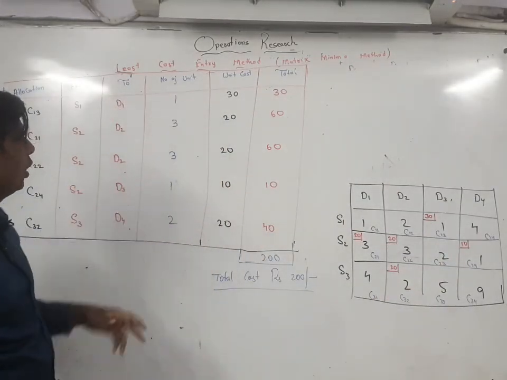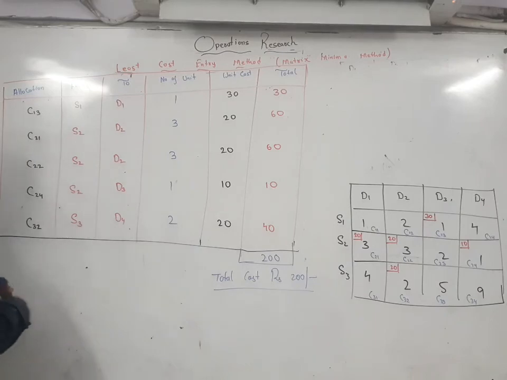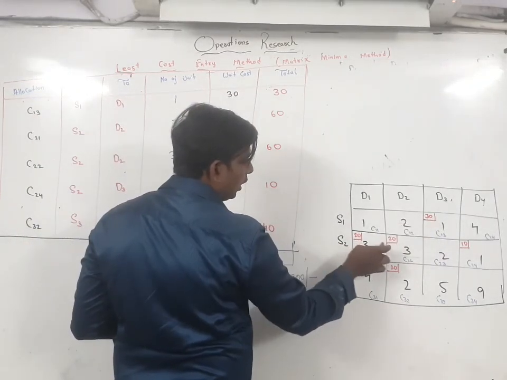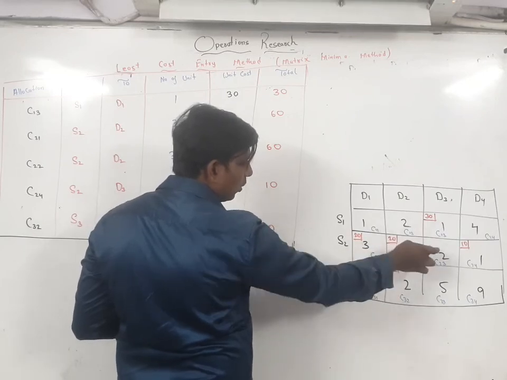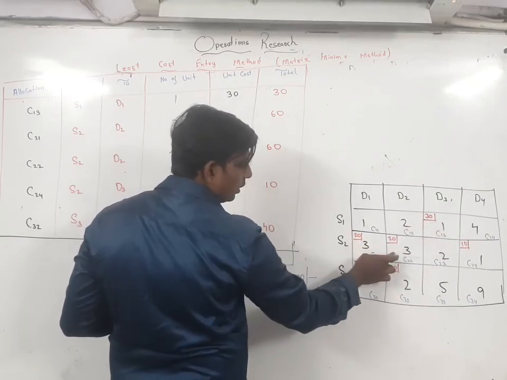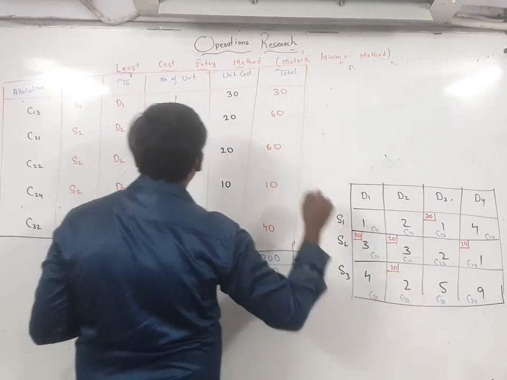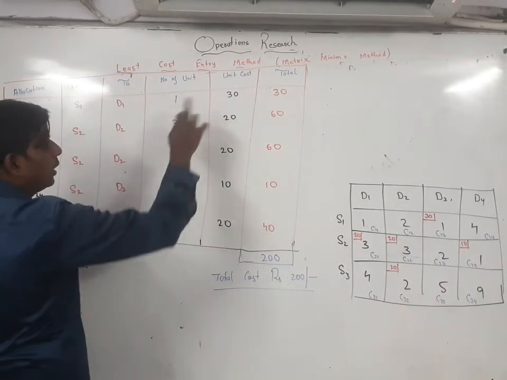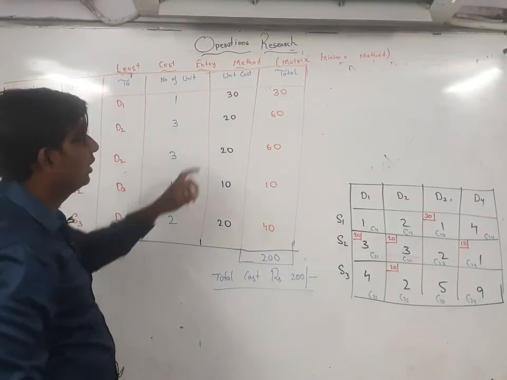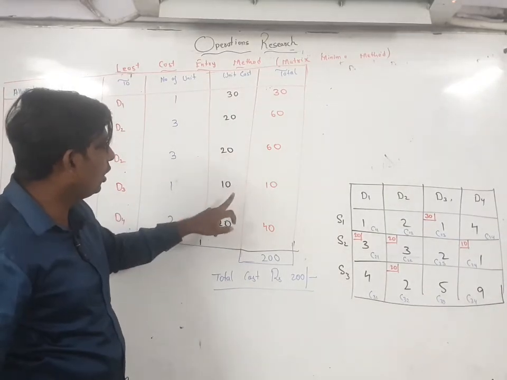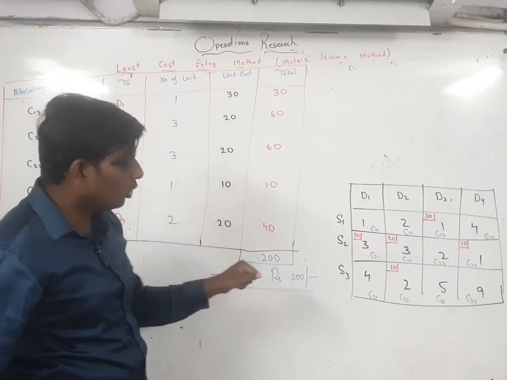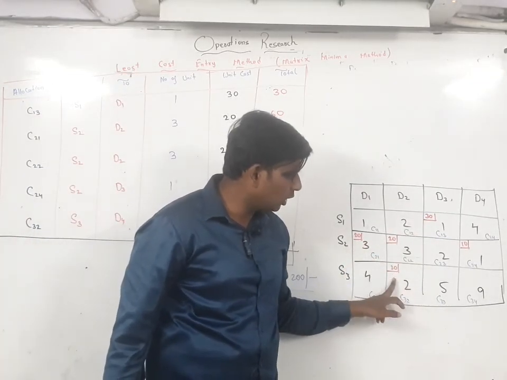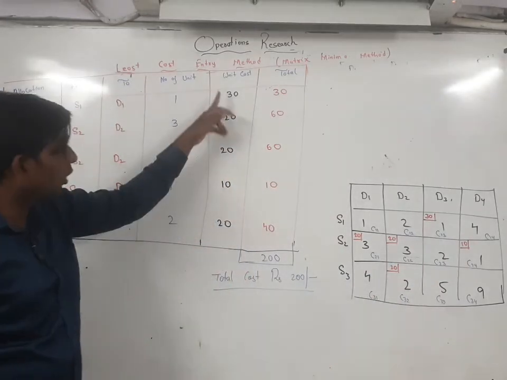Then number of units. Number of units means what you have to do here. What is the value? 30, 20, 20. So here 1, 3, 3, 1, 2. Then unit cost. What is the unit cost here? 30, 20, 20, 10, 20. Unit cost means the value inside this: 30, 20, 20, 20, 10. That one is known as unit cost.